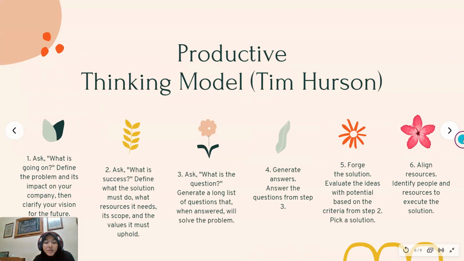Okay, the productive thinking model by Tim Hurson. So we have 6 steps here. What are the steps of the productive thinking model in order for you to solve the problem? Number 1 is ask what is going on. Define the problem and its impact on your company. Then clarify your vision for the future.